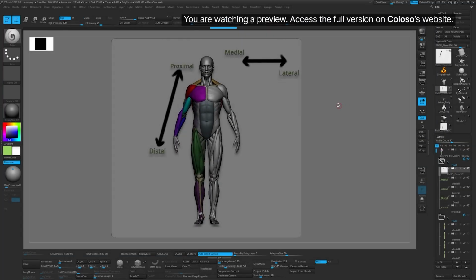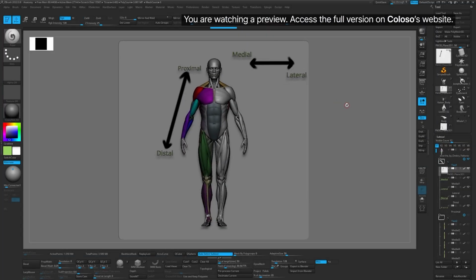Hello and welcome to the first real chapter of this course. In this one, we'll be talking a bit about anatomy. I will give you a brief overview of anatomy in terms of the relationship between human and animal anatomy, while also giving you the tools to properly study anatomy on your own in the future.